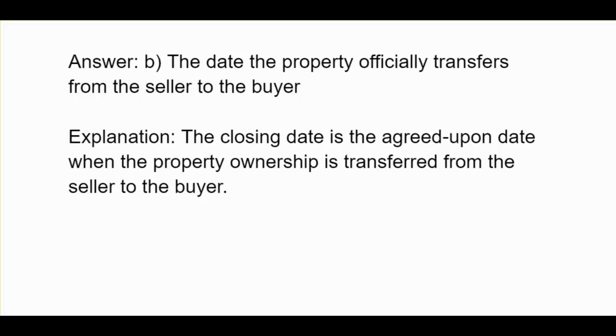B, the date the property officially transfers from the seller to the buyer. The closing date is the agreed upon date when the property ownership is transferred from the seller to the buyer.